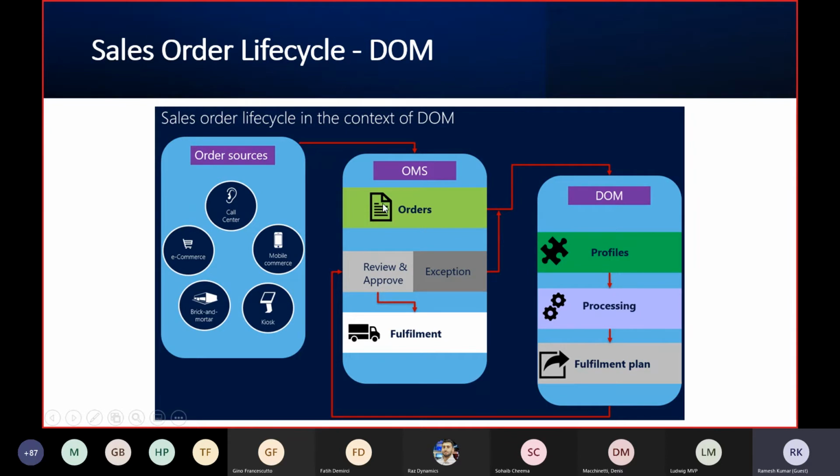And these orders will be moved to distributed order management, and based on the business policy or the setup, we will define the profiles, and these profiles will do processing automatically based on all the sales orders and the rules. This processing will generate a fulfillment plan, and this fulfillment plan will be sent again to the order management system for review and approval. So the concerned staff or the manager will approve, and the fulfillment plan will be generated and executed.